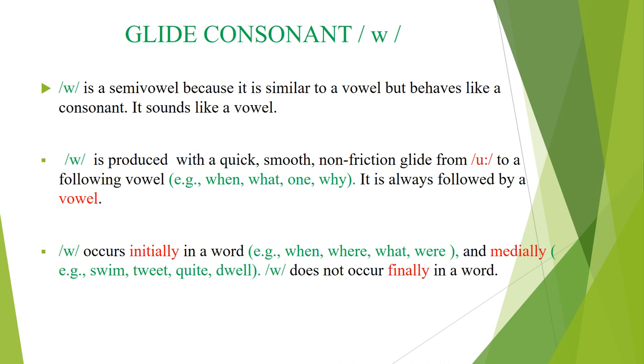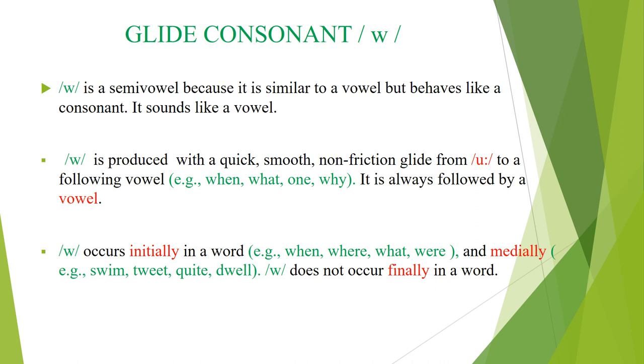The glide consonant wa is a semi-vowel because it is similar to a vowel but behaves or functions like a consonant. It sounds like a vowel. It is also called an approximant because it is an intermediate between a vowel and a consonant.